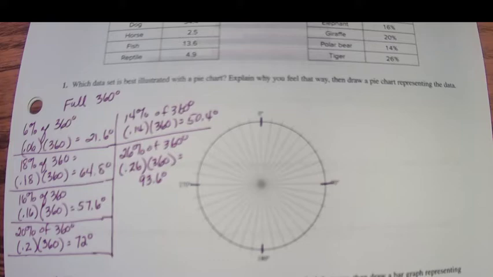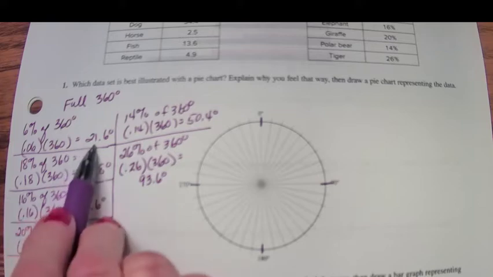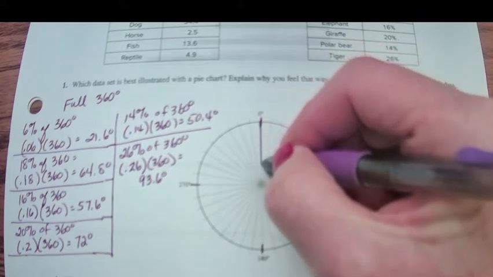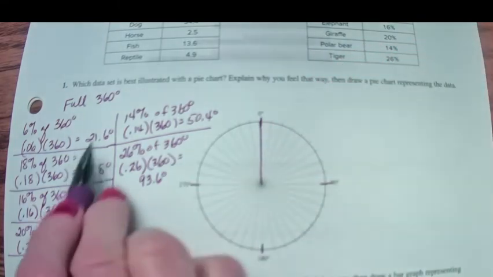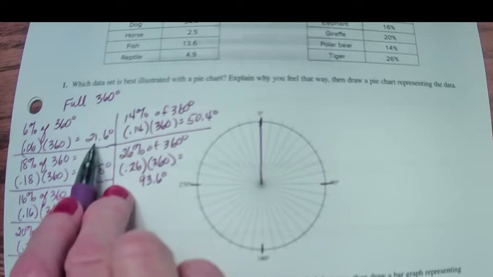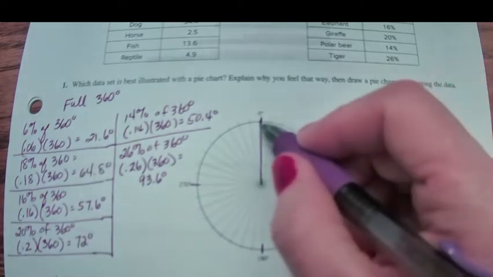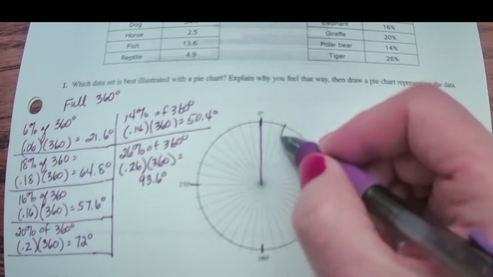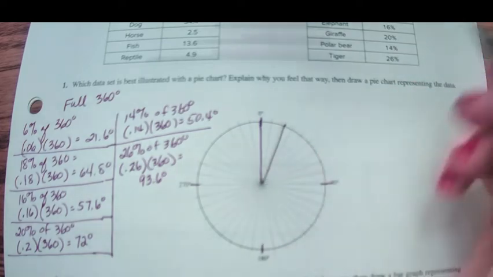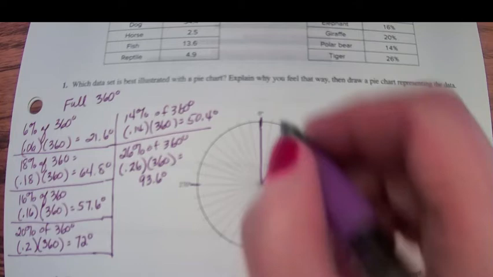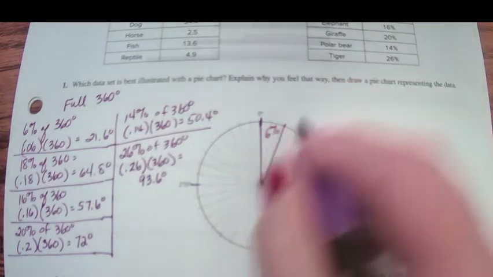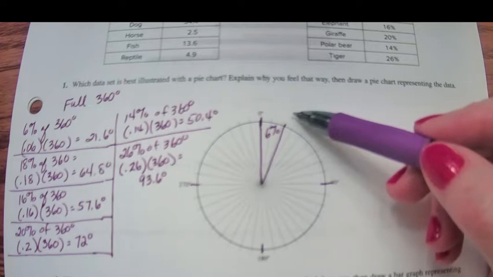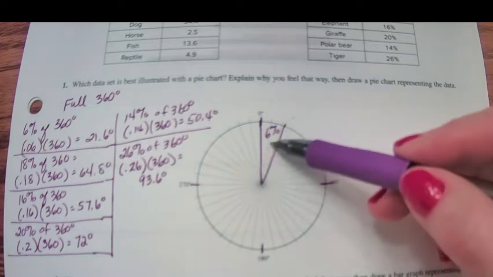Alligators is going to take up 21.6. So this one's the easy one. We start at 0 and we're going to go to 21.6. 10, 20, to right about there. So 6% of the respondents goes to 21.6 degrees. That's our tigers. I'm sorry, that's our alligators.